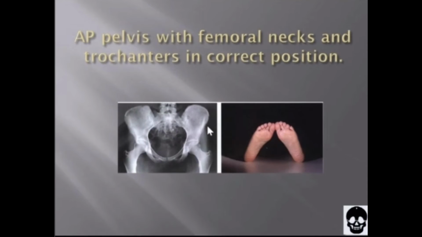This image is the AP pelvis with femoral necks and trochanters in correct position. Feet and lower limbs medially rotated 15 to 20 degrees, correctly placed with the upper femora in correct profile.